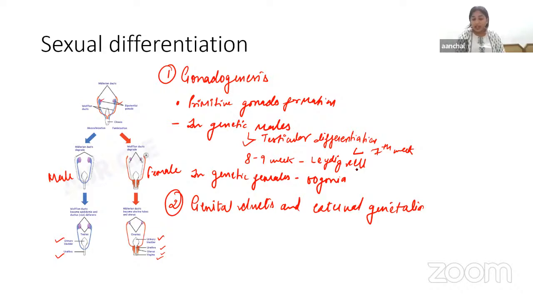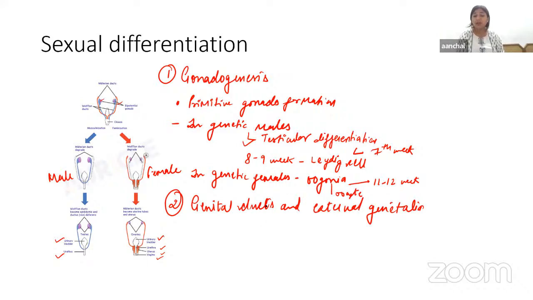Then at about 11 to 12 weeks, oogonia undergo meiosis to form oocytes. Whenever there is formation of oocytes, it marks the point of ovarian differentiation from the undifferentiated gonad. So this is all about the first stage that we have learned, that is gonadogenesis, how the formation of gonads takes place from primitive gonads. Next, we have genital ducts and external genitalia.